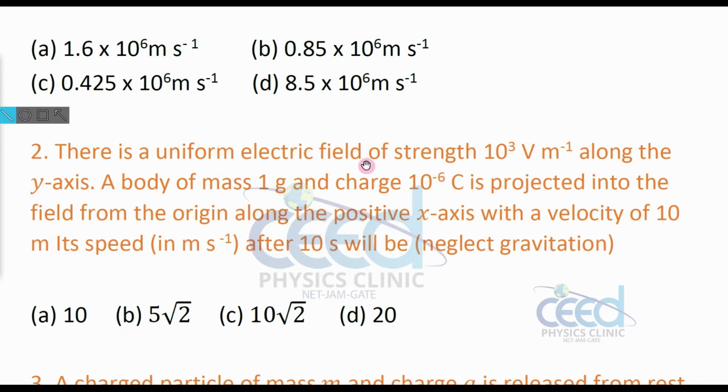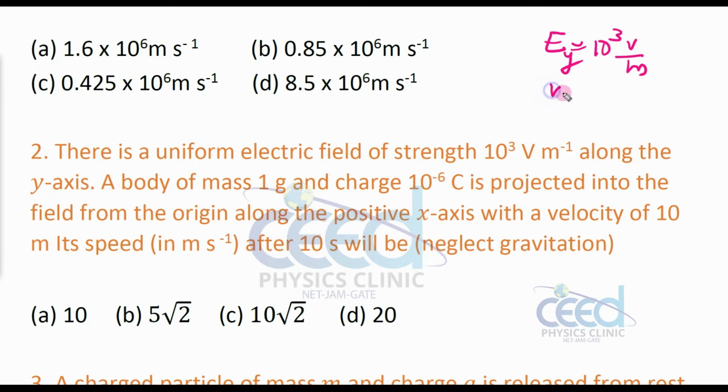There is a uniform electric field of strength 10 raised to 3 volt per meter. So what is given? Electric field, that is 10 raised to 3 volt per meter, and that is given along the y-axis, so this is Ey, right? This electric field exists along y-axis.